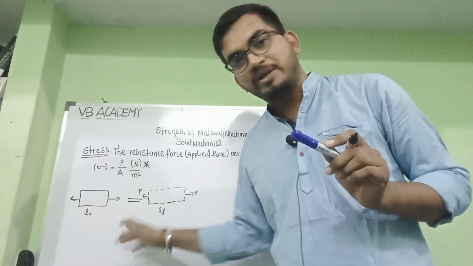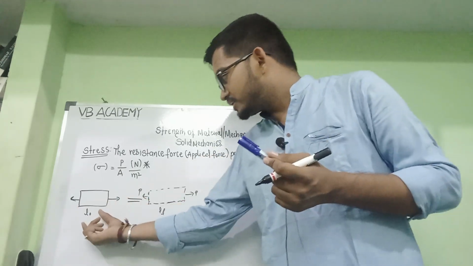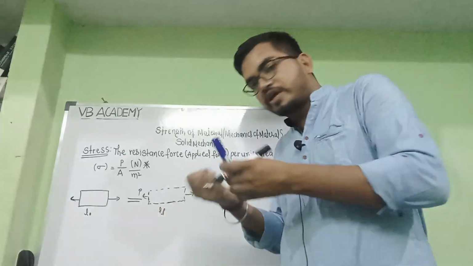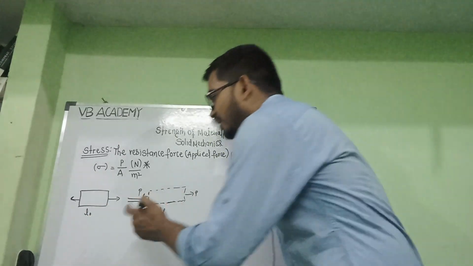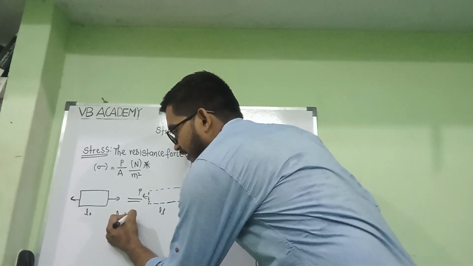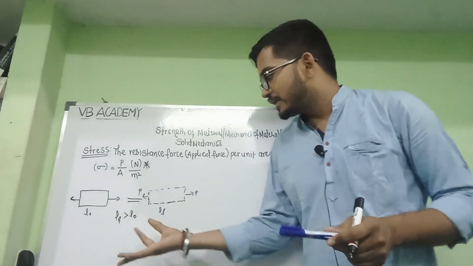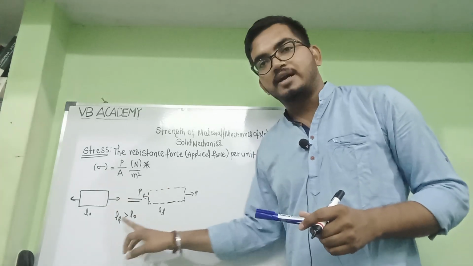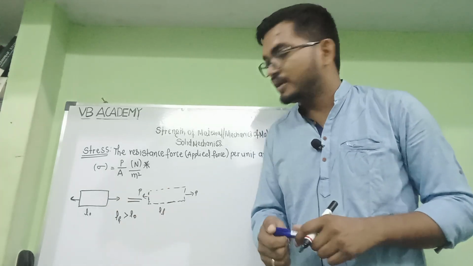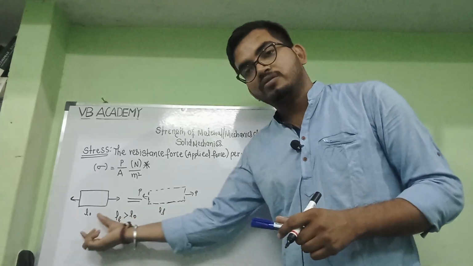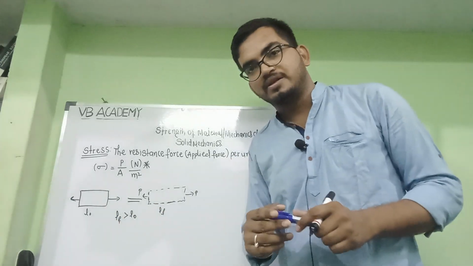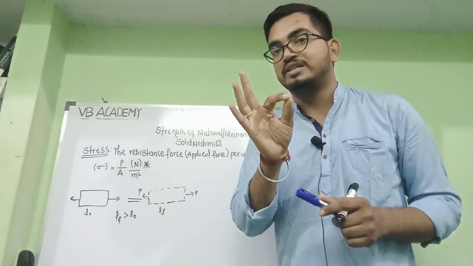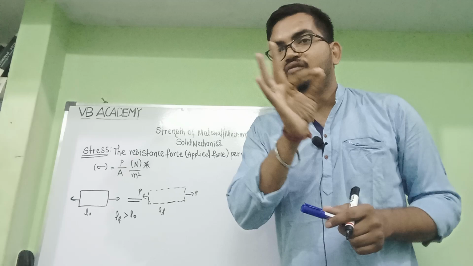What is the dimension change? Means length. Clear? So what is the change in length here? LF minus L0. Because due to elongation, LF will be greater than L0. L0 is the original length, LF is the final length, which will be greater than the original length. Clear? So the change in length to the original length gives the strain. So how to define the strain? Change in dimension to the original dimension.